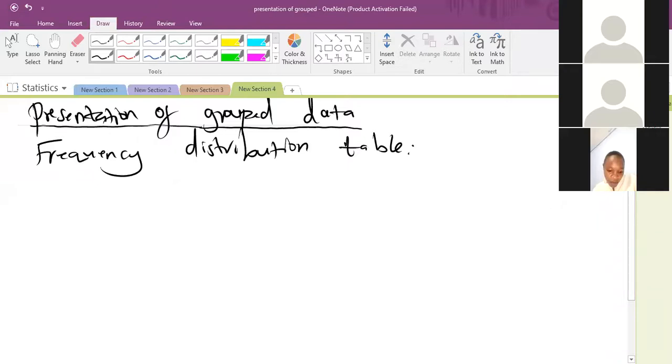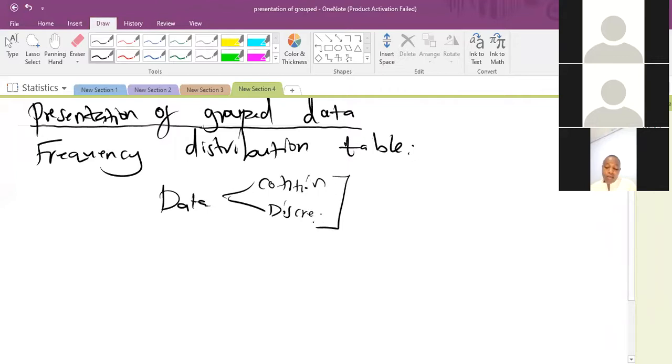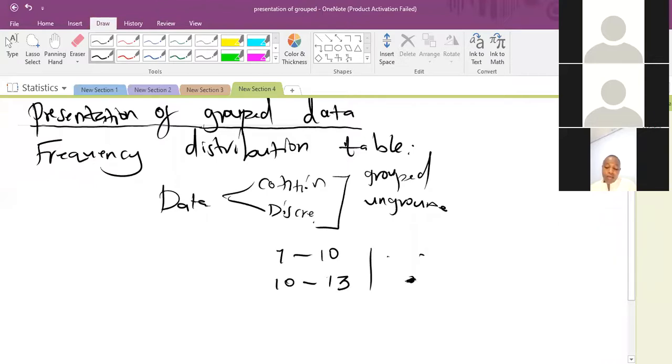Now, guys, let me mention one thing, because I've gone straight ahead to telling you grouped data, but I've not told you what grouped data is. As we started, I said we have two main types of data: continuous data and discrete data. This continuous or discrete data can either be grouped or ungrouped. Grouped data is whereby you're given data in sections. You're told from 7 to 10 we have this amount, from 10 to 13 we have this as the frequency, from 13 to this, we have this.